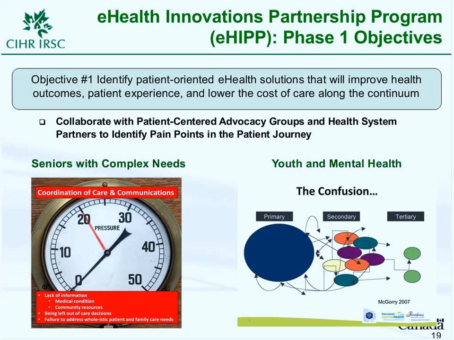These are just two examples that have come up in terms of some of the challenges and pain points, which is the confusion in navigating the system for youth with mental health challenges or problems, and the coordination and communication of care for seniors with complex needs who are often involved in many aspects of our healthcare system receiving services.